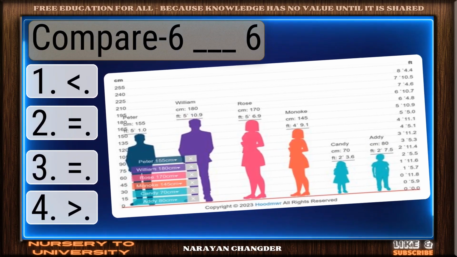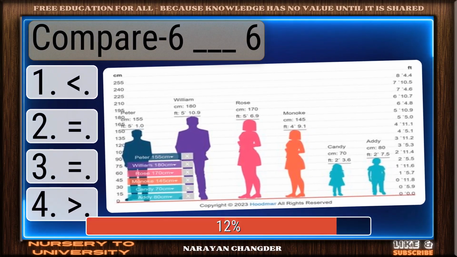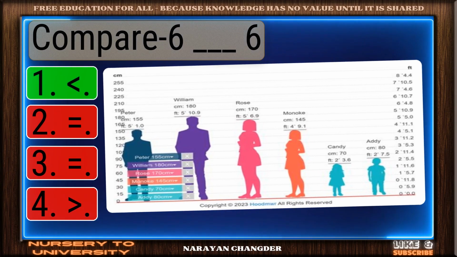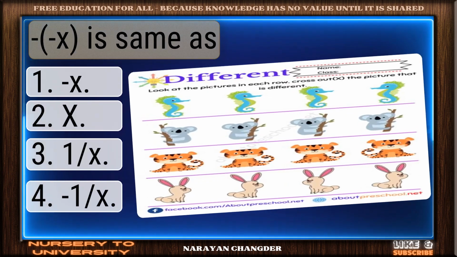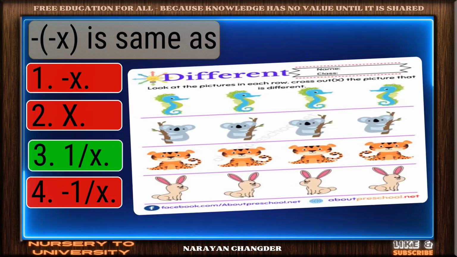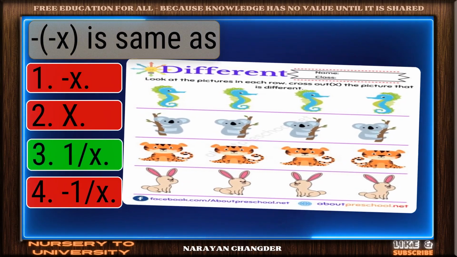Question number 234. Compare 6-6. Great thinking is the right choice. Question number 235 is same as? You got it. Your choice 1 text is right.